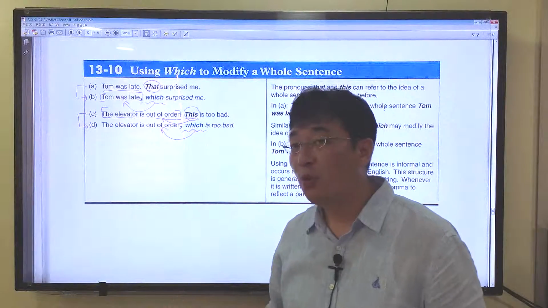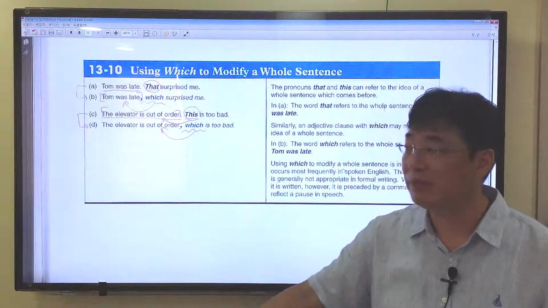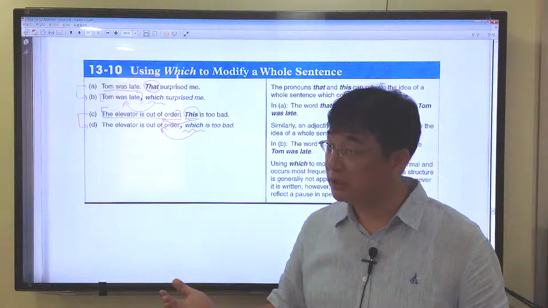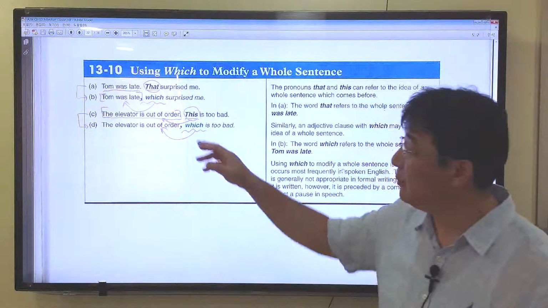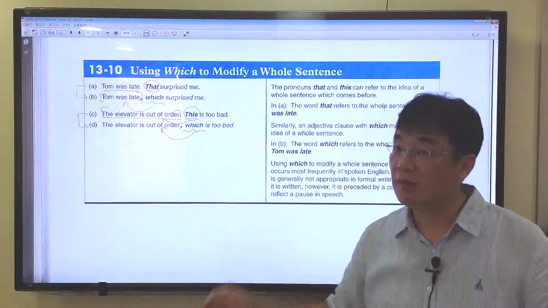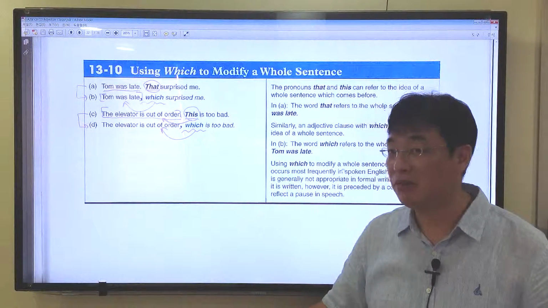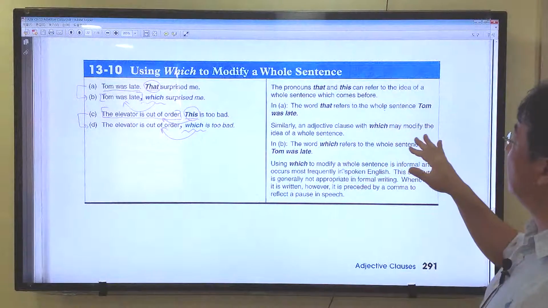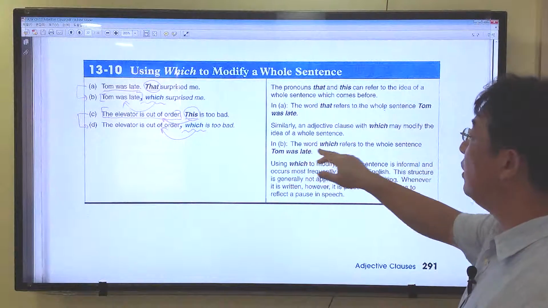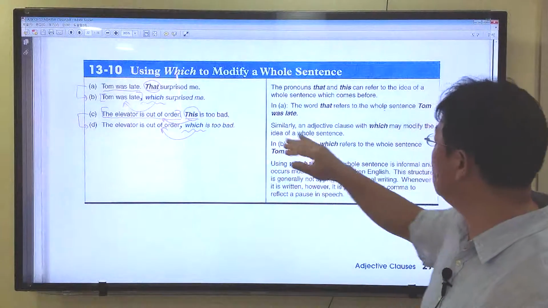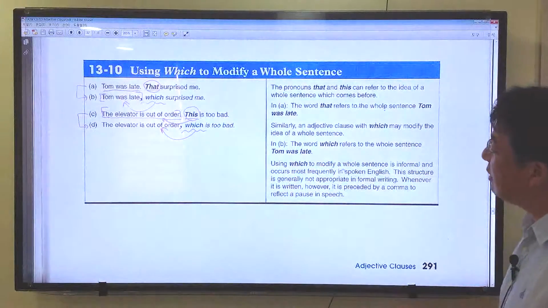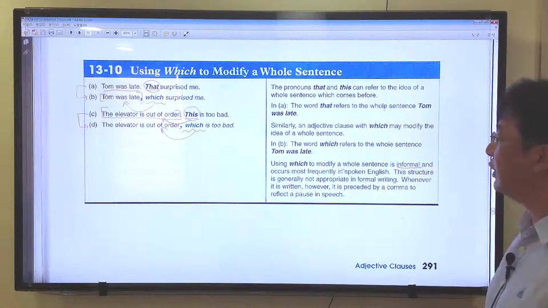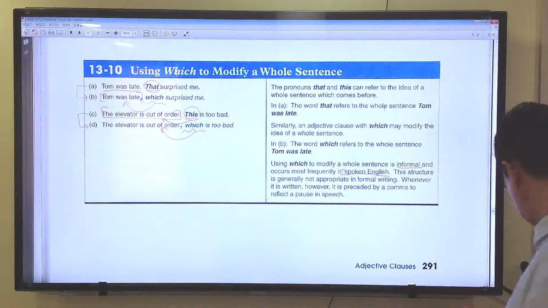아시겠죠? 그죠? So when we deal with the whole concept expressed by a whole sentence, are we dealing with a human being or a person? No. That's why we're supposed to use which to modify a concept which can be regarded as a thing. 맞죠? 그죠? 됐습니다. 됐고. 자, 그래서 the word which 여기서는 그죠? The whole sentence Tom was late. Using which to modify a whole sentence is 여러분 informal하답니다. 그죠? And occurs most frequently in spoken English.